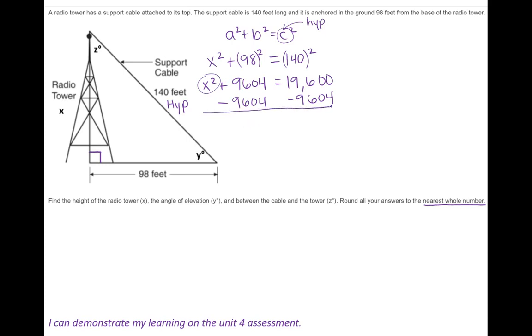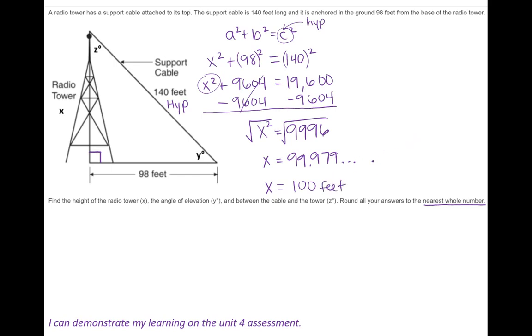So when I subtract, that cancels out. I have x squared equals, over here, I get 9,996. Now, that's not quite finished. I still have x squared equals that. I want x by itself, so I'm going to square root both sides. So I get x equals 99.979... It does say round to the nearest whole number, so rounding that would be 100, and that would be feet.